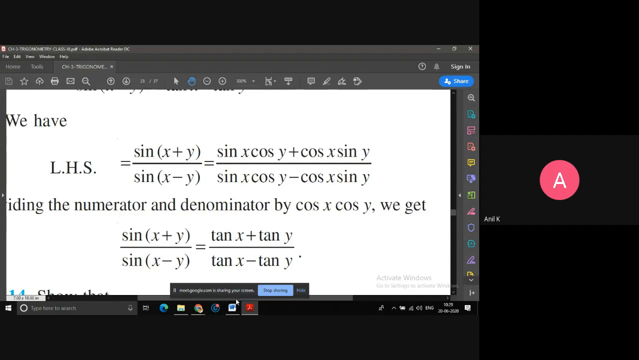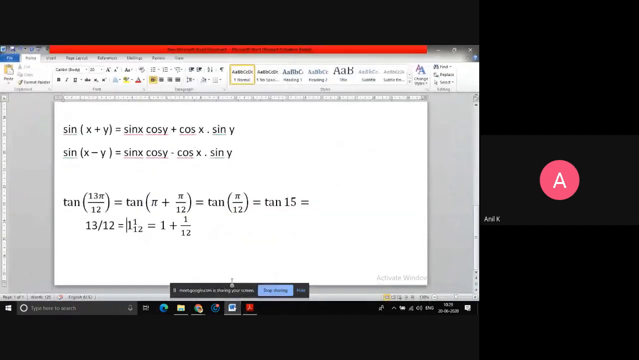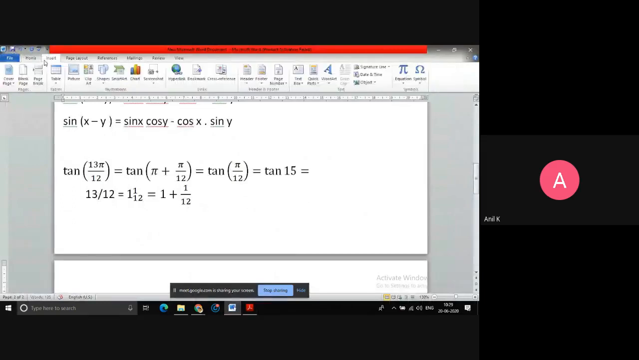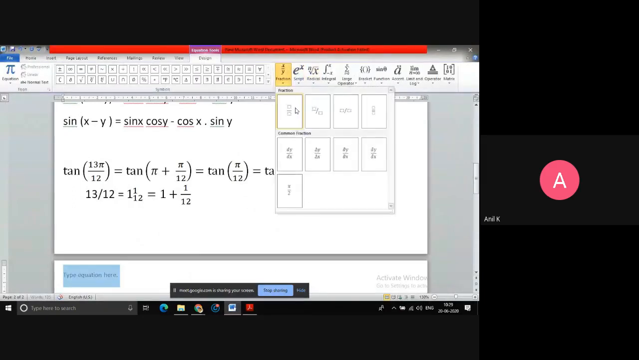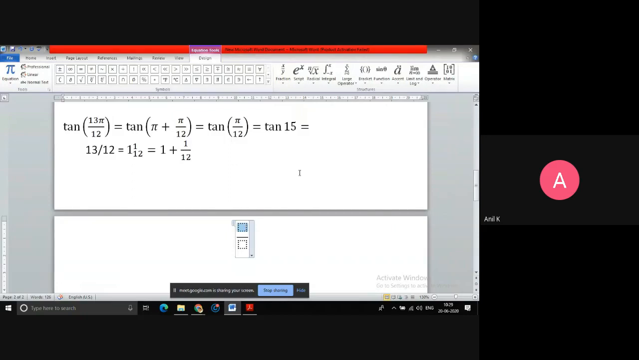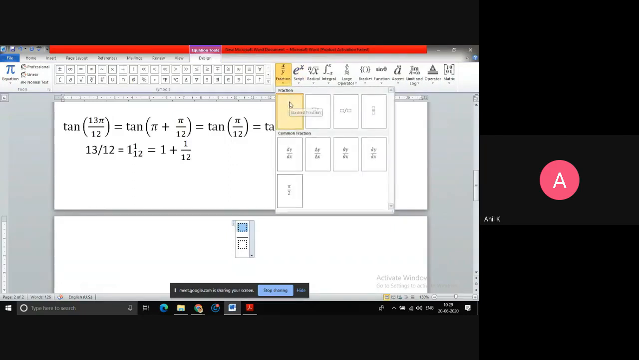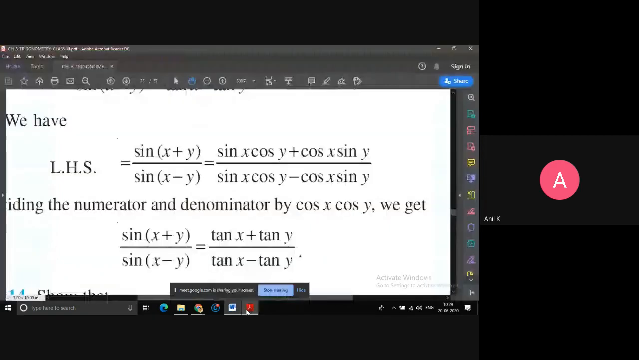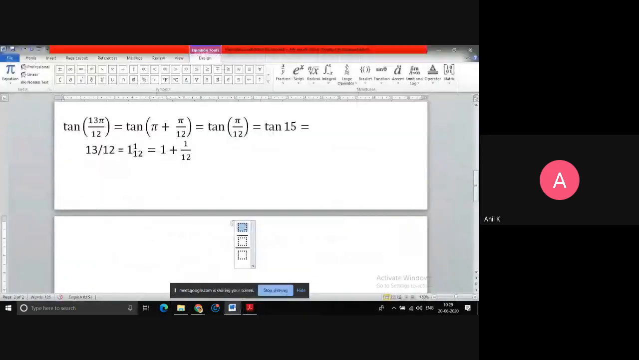Do you want me to write this step? I think some of you may get confused. What I do is, I'll write this division of each fraction. So what you have here is sin x cos y. So here I'll put sin x cos y, and I'm dividing this by cos x cos y.